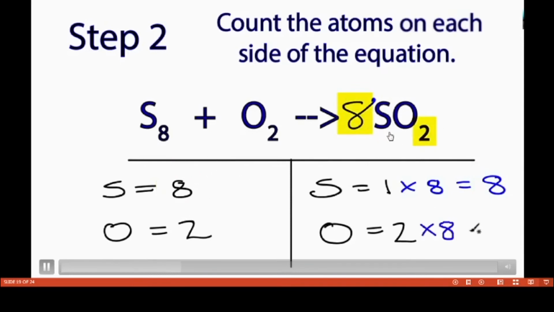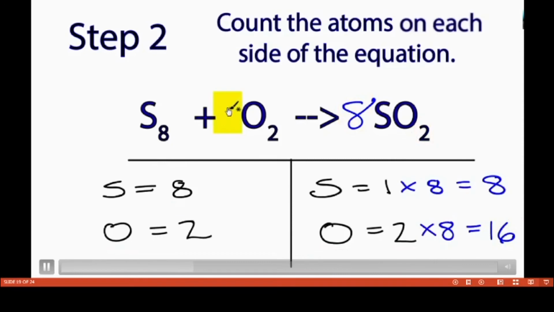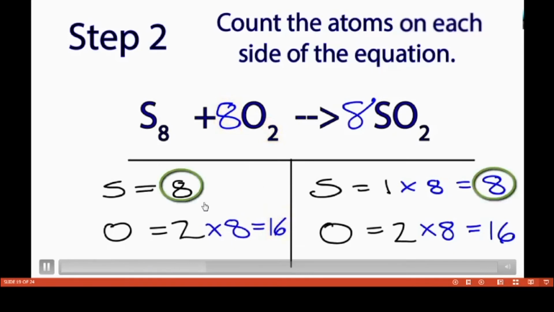Now see oxygen: 8 2s are 16. Here there are only 2 oxygen, here 16 oxygen. To balance this oxygen you have to add 8 here, so 8 2s are 16. Now this is balanced: here 8, here also 8, here oxygen 16, here also 16. So this is step number 2.